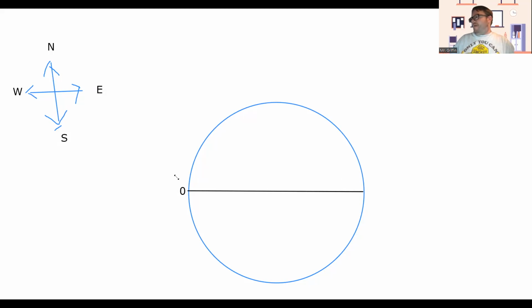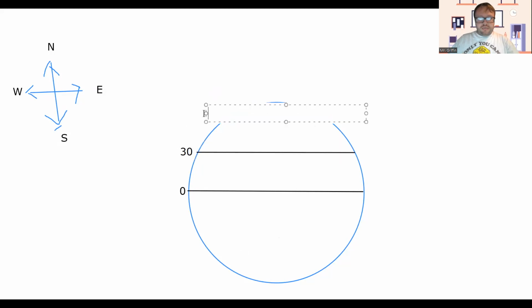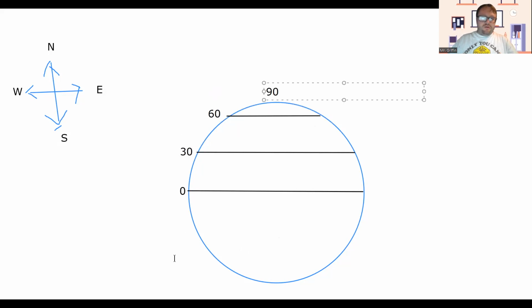Now I'm going to divide the northern hemisphere into 3 equal parts the best I can. So here's 1 part. Here is 2 parts. I have 30 degrees here, 60 degrees here, and at the top is 90 degrees, all right?